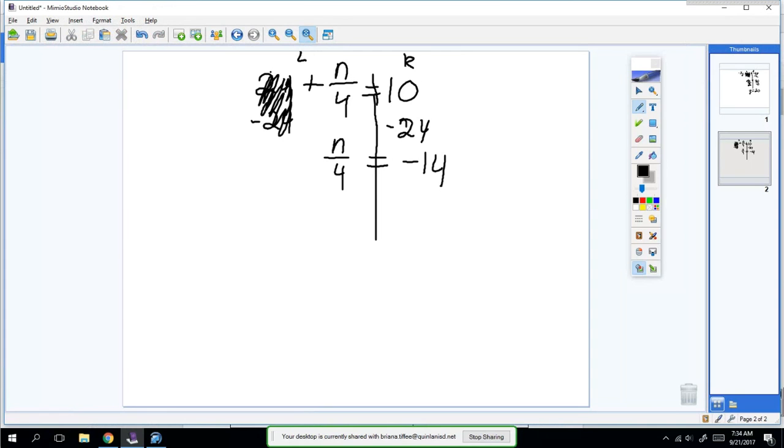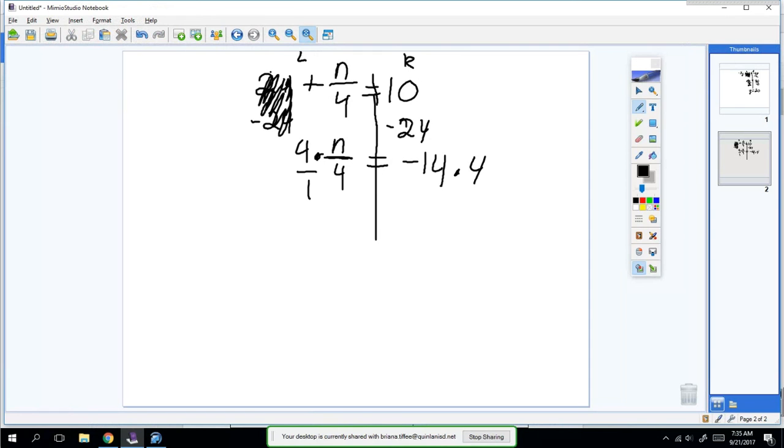So now I go back to my left side and I look at my side. Well, I still have a 4. That 4 is being divided. This line right here means being divided. So the opposite of that is multiplication. So I'm going to multiply 4 to both sides.